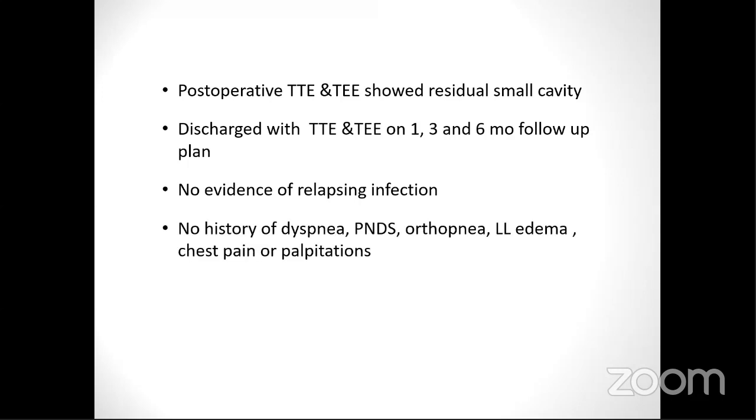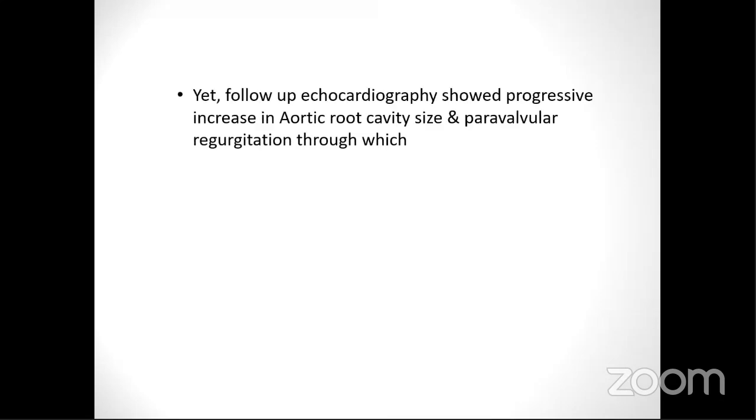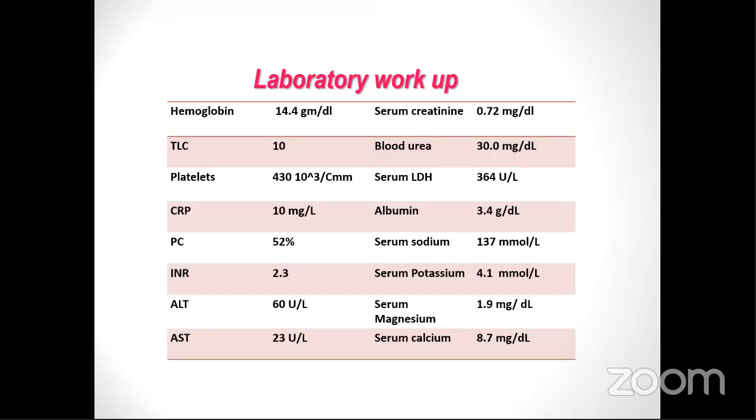He had no history of dyspnea, PND, orthopnea, or lymphedema, or any manifestation reflecting hemodynamic intolerance of such a cavity. Yet his follow-up echocardiography started to show rapid dilation of the aortic cavity with increase in the paravalvular regurgitation, through which the patient was totally asymptomatic. As I told you before, he didn't give any history of relapsing infection or heart failure manifestation. This is his laboratory workup at the last visit, reflecting a totally normal lab sheet.